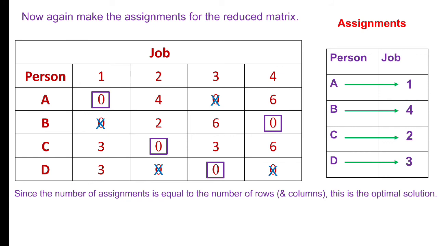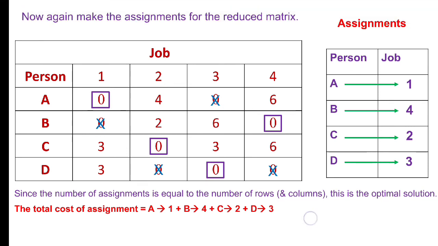Since the number of assignments is equal to the number of rows, we can cover in that way. Then the total cost of assignment is A to 1, B to 4, C to 2, D to 3. From the original problem, that means the given question, the values in the boxes corresponding to the assigned zeros should be considered.